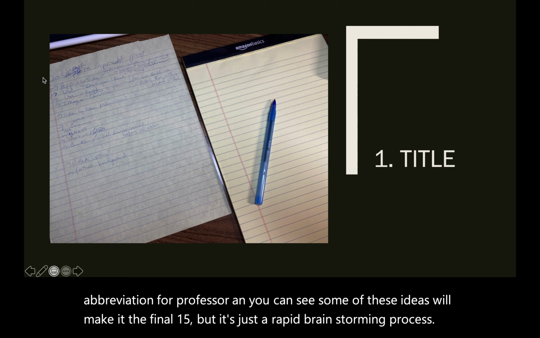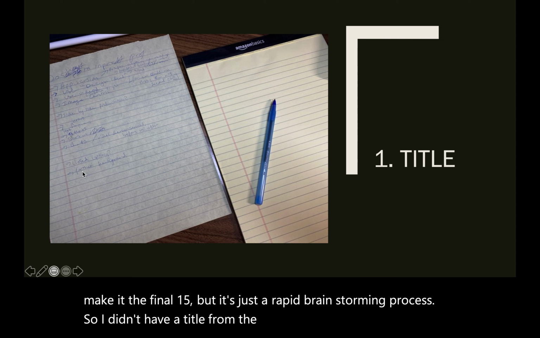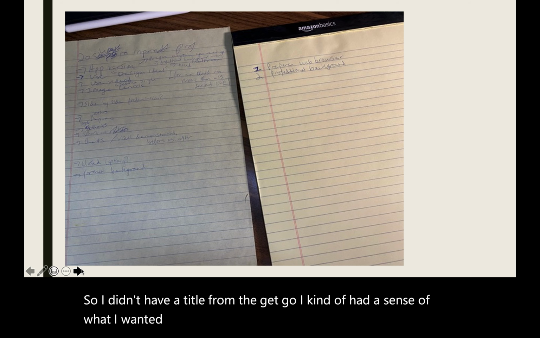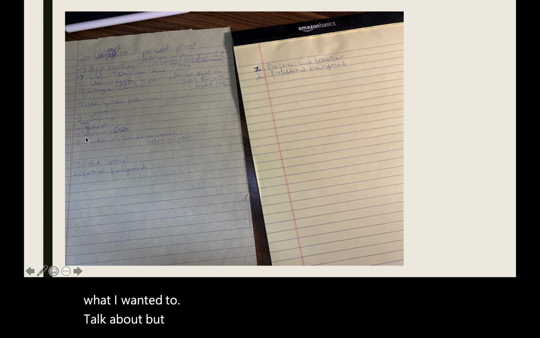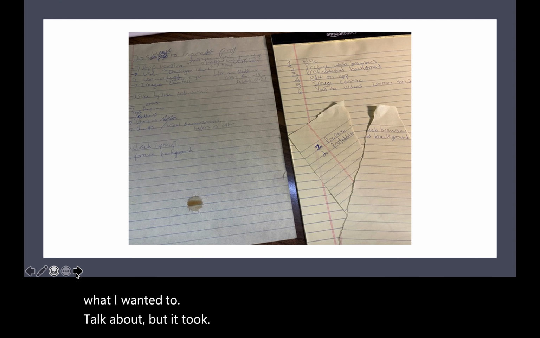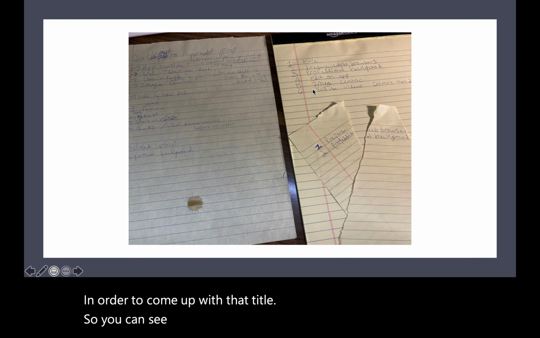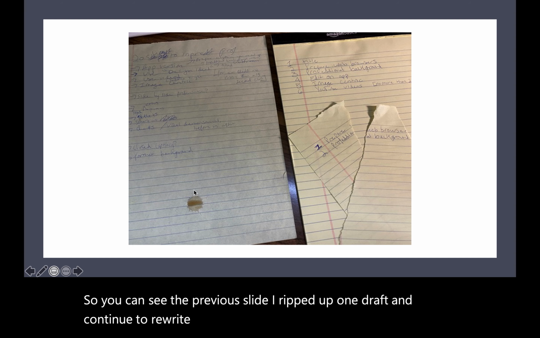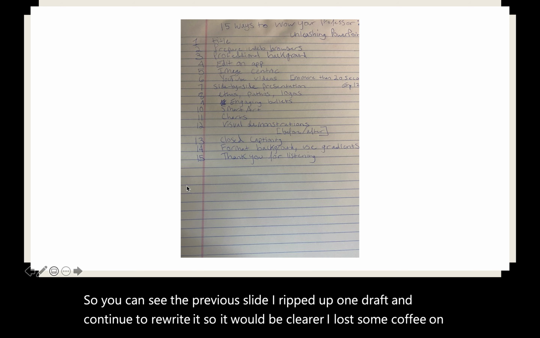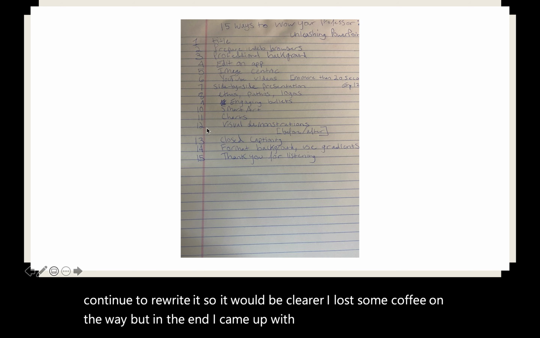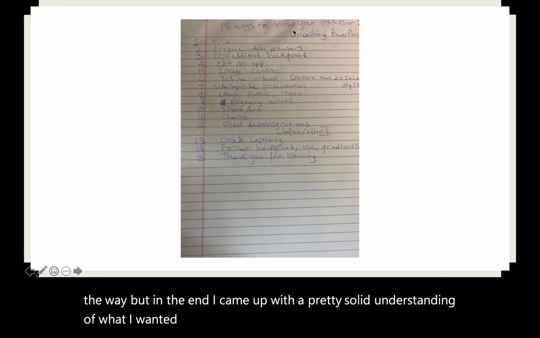So I didn't have a title from the get-go. I kind of had a sense of what I wanted to talk about, but it took brainstorming and refining what 15 things I really wanted to communicate in order to come up with that title. So you can see the previous slide, I ripped up one draft and continued to rewrite it so it would be clearer. I lost some coffee on the way, but in the end I came up with a pretty solid understanding of what I wanted to cover today, and I came up with a good comprehensive title.